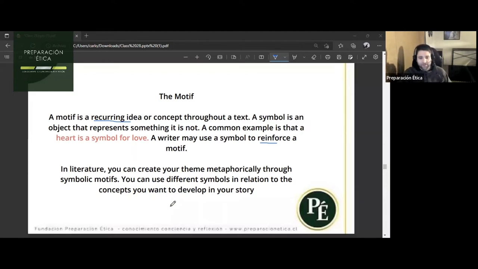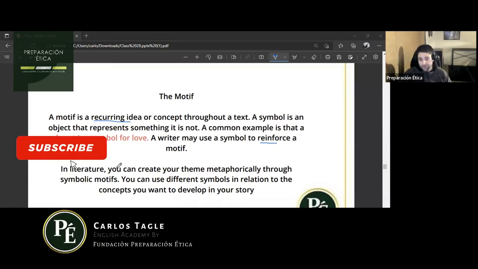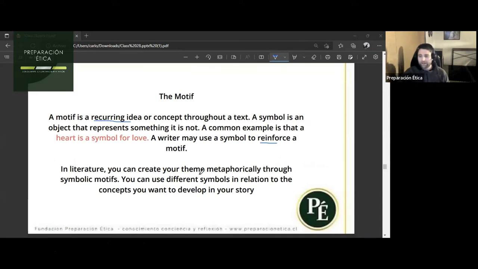Like connotative and denotative, Franco, exactly. That's it. So in literature, you can create your theme metaphorically through symbolic motifs. You can use different symbols in relation to the concepts you want to develop in your story. So we are going to do a practical example to be very clear with this idea.